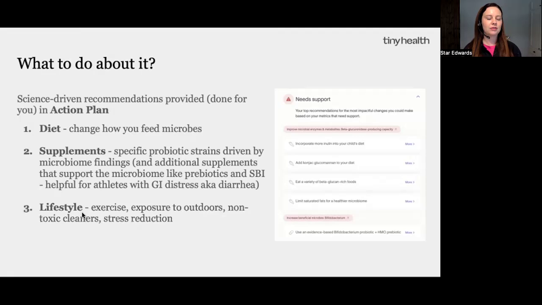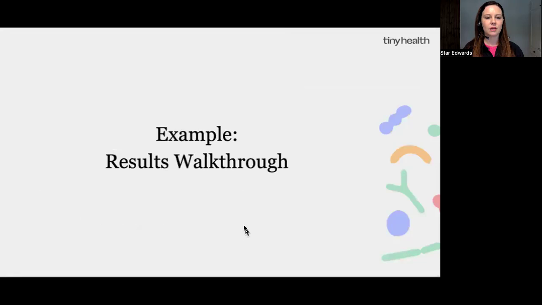And then third, lifestyle recommendations. And these are just a few examples, but recommendations for exercise, getting out into the outdoors more, using non-toxic cleaners to protect those good microbes in our microbiome, and stress reduction. So that is a quick overview of the microbiome and exercisers and athletes. Next, we're going to be meeting to take this information and use it to walk through an actual set of your client results. See you soon.